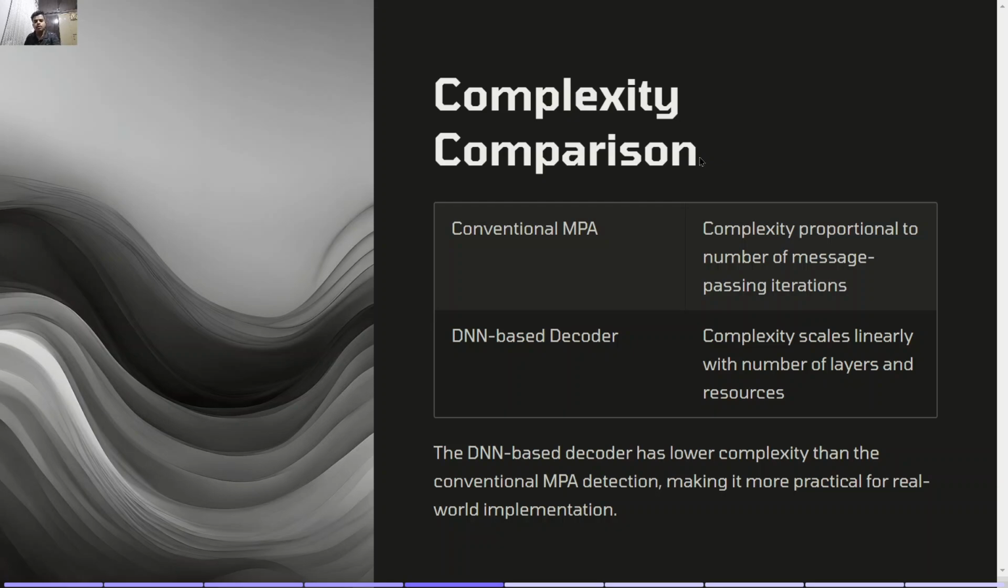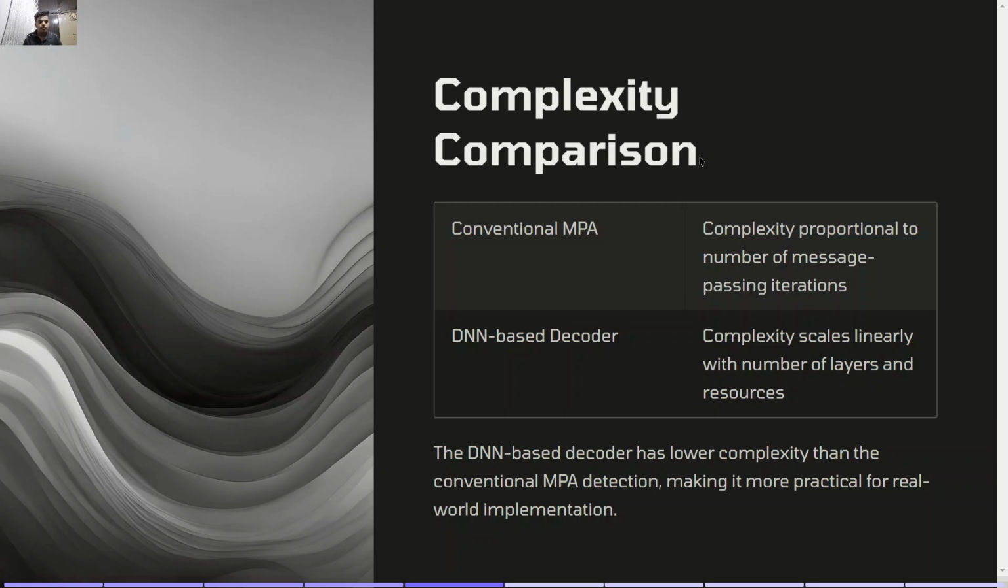Conventional message passing algorithm, MPA, decoders are computationally complex, especially for large constellations, with performance dependent on the number of iterations. In contrast, deep neural network, which is known as DNN based decoders, offer lower complexity after training, enabling faster decoding and better scalability for systems like MIMO.